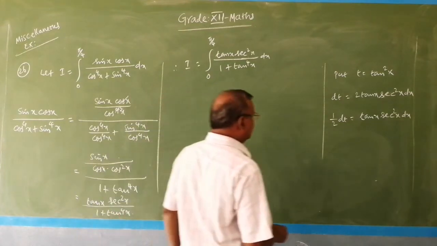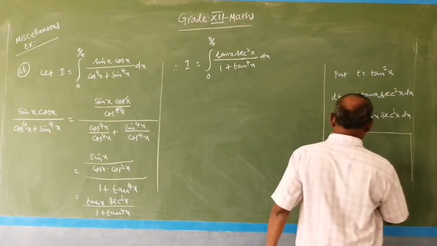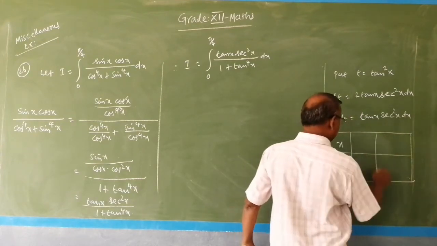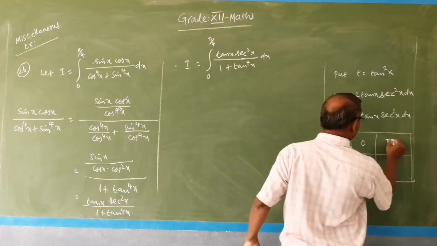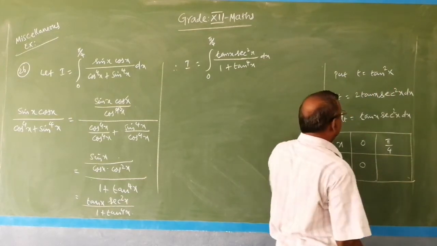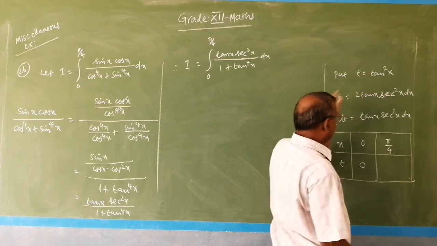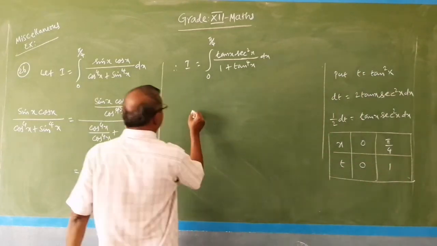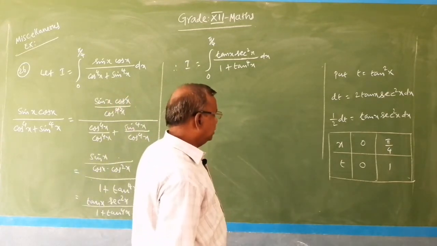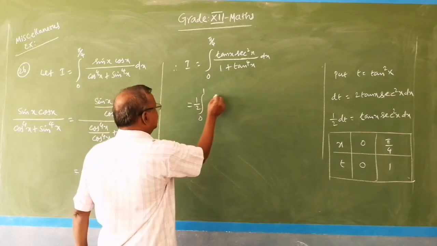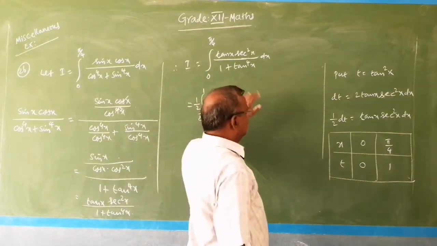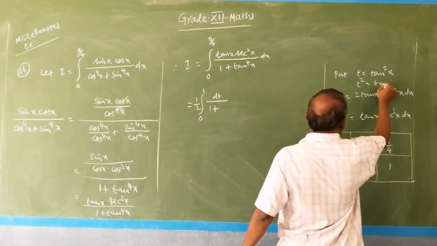Also, when we substitute we have to change the limits. The limits given here are 0 to pi by 4. When x equals 0, t equals 0. When x equals pi by 4, tan pi by 4 is 1, 1 square is 1, so t equals 1. Therefore, I equals the integral from 0 to 1 of half into dt divided by 1 plus t square, since t square equals tan power 4x.